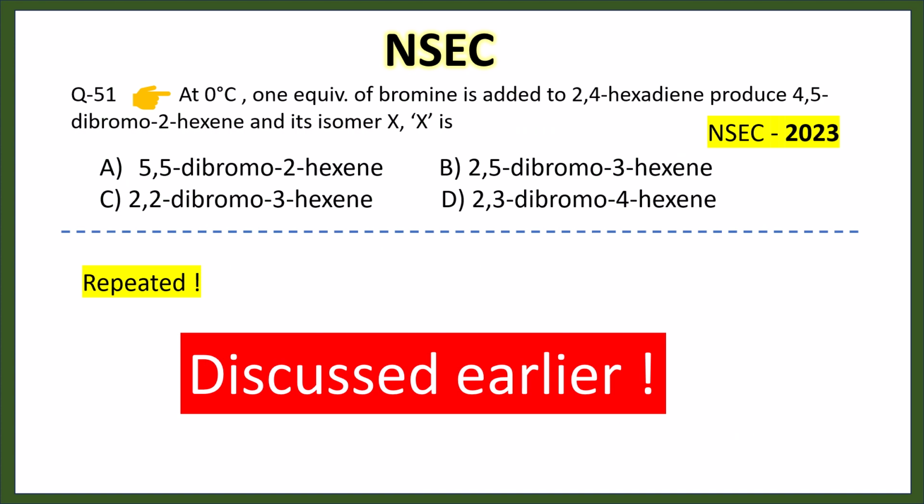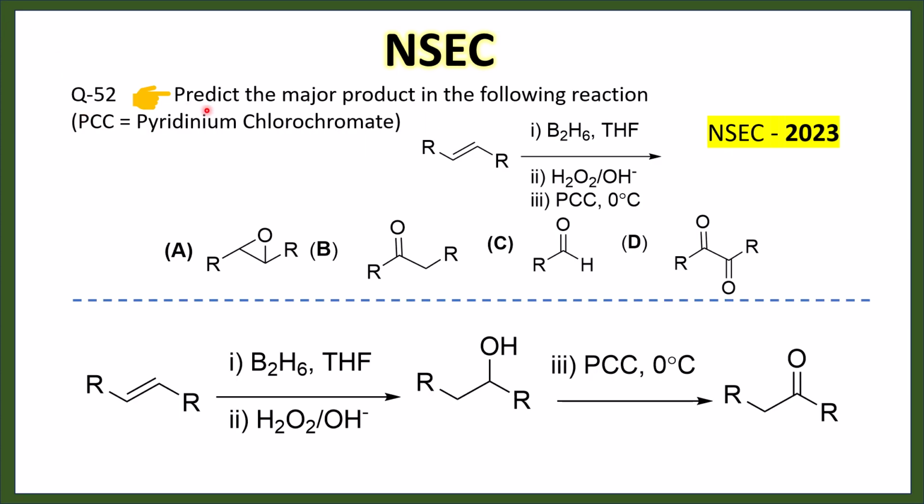Now question number 51. At 0 degrees Celsius, one equivalent of bromine is added to 2,4-hexadiene and produces 4,5-dibromo-2-hexene and its isomer X. So what is the X? Already we have discussed this, it is a repeated question. The option is 2,5-dibromo. Question number 52. Predict the major product in the following reaction. We have to find the proper product. Let's see the mechanism. Symmetrical alkene. Hydroboration followed by oxidation gives this alcohol, and further PCC oxidation at 0 degrees Celsius gives this ketone. Here the right product is this one.